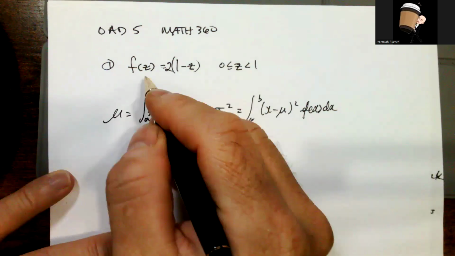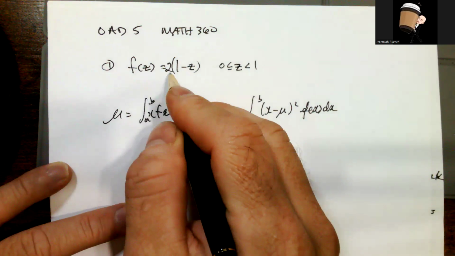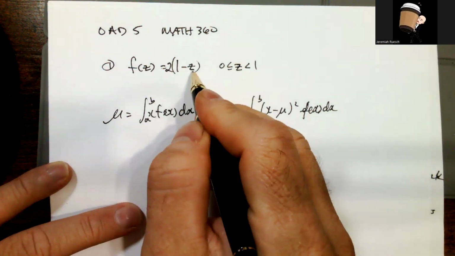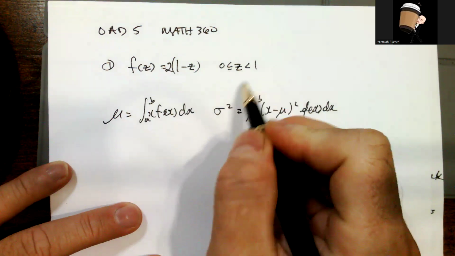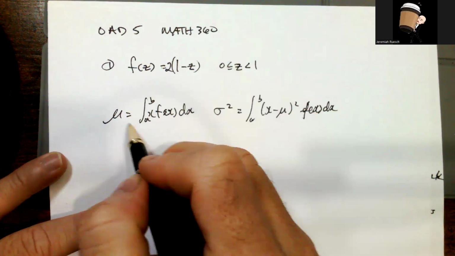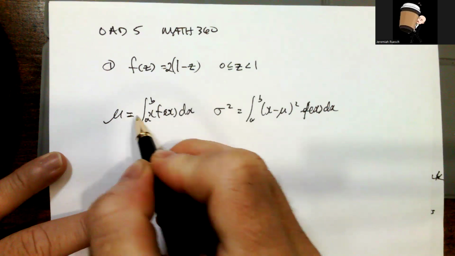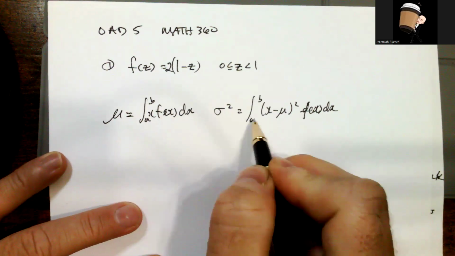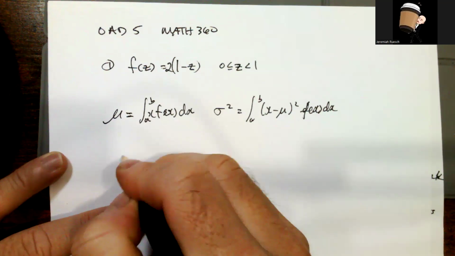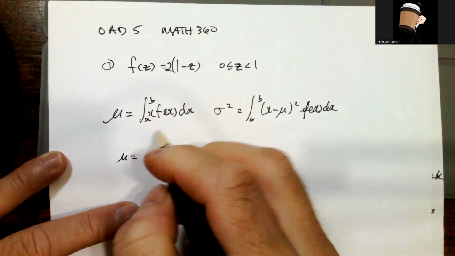All right, so for number one, we have f of z is equal to 2 times 1 minus z. This is the PDF, given that z is bounded between 0 and 1. Since we're asked to find the mean of this PDF, or of this distribution, and the variance, these are the relationships that we need.